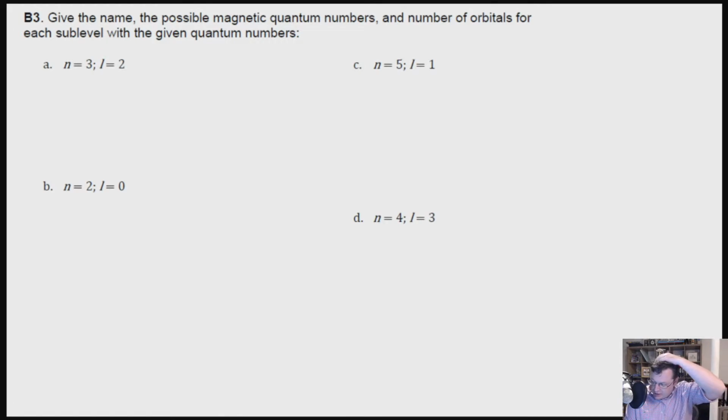All right. So B3. In this case right here, the question is asking for us to give the name, the possible magnetic quantum numbers, and the number of orbitals for each sublevel with the given quantum numbers. So if we look at A, what we're given is two quantum numbers. We're given n equals 3 and L equals 2. So n equals 3 is going to be the principal quantum number. L equals 2 is going to be the angular momentum quantum number.